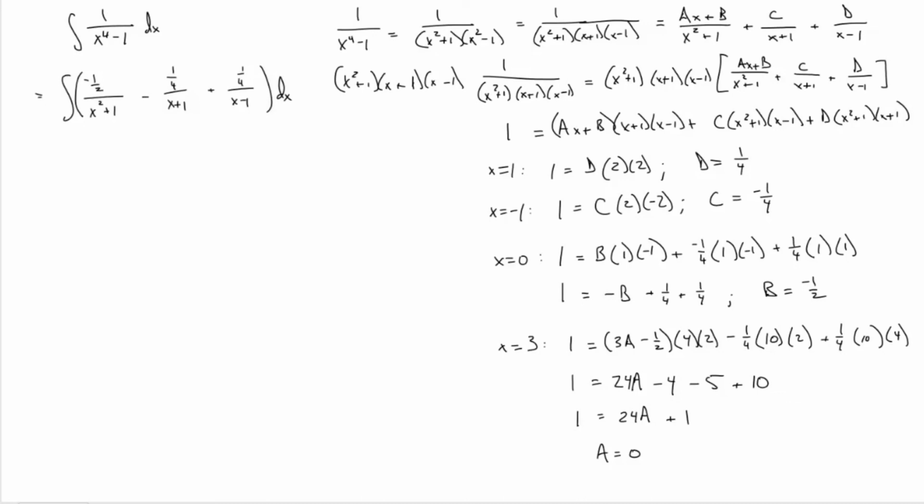Which lets us rewrite our original integral, the integral of 1 over x to the 4th minus 1, as the integral of -1/2 over x squared plus 1 minus 1/4 over x plus 1 plus 1/4 over x minus 1. You could break it into 3 integrals and pull those constants out if you like. You can do the x plus 1 and x minus 1, the second 2 parts, by substitution if you like. In the end, you get -1/2 the arctangent of x minus 1/4 the natural log of the absolute value of x plus 1 plus 1/4 the natural log of the absolute value of x minus 1 plus a constant.